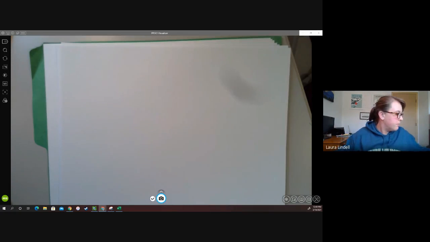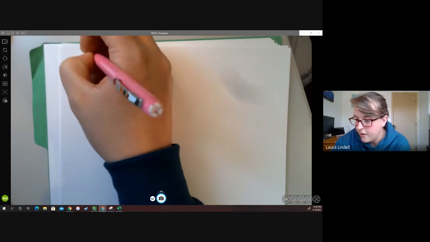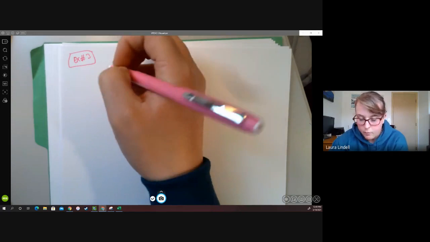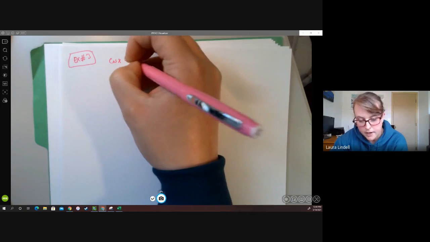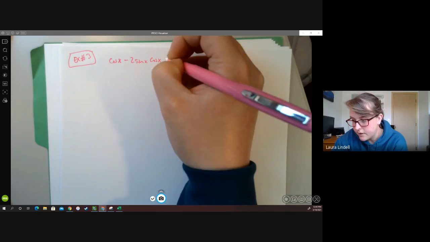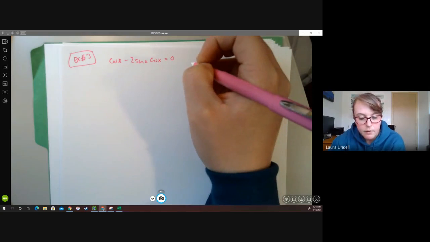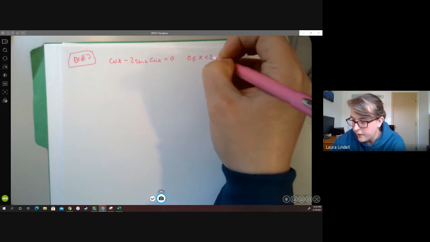So third example. This time we've got cosine of x minus 2 sine x cosine of x equals 0. And we want our solutions from 0 to 2 pi.